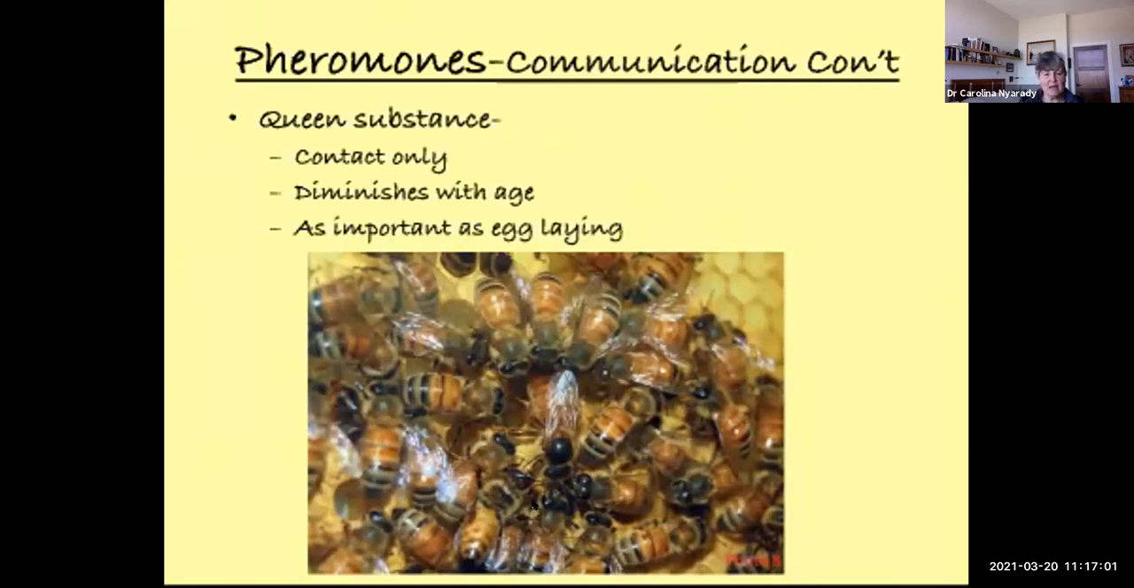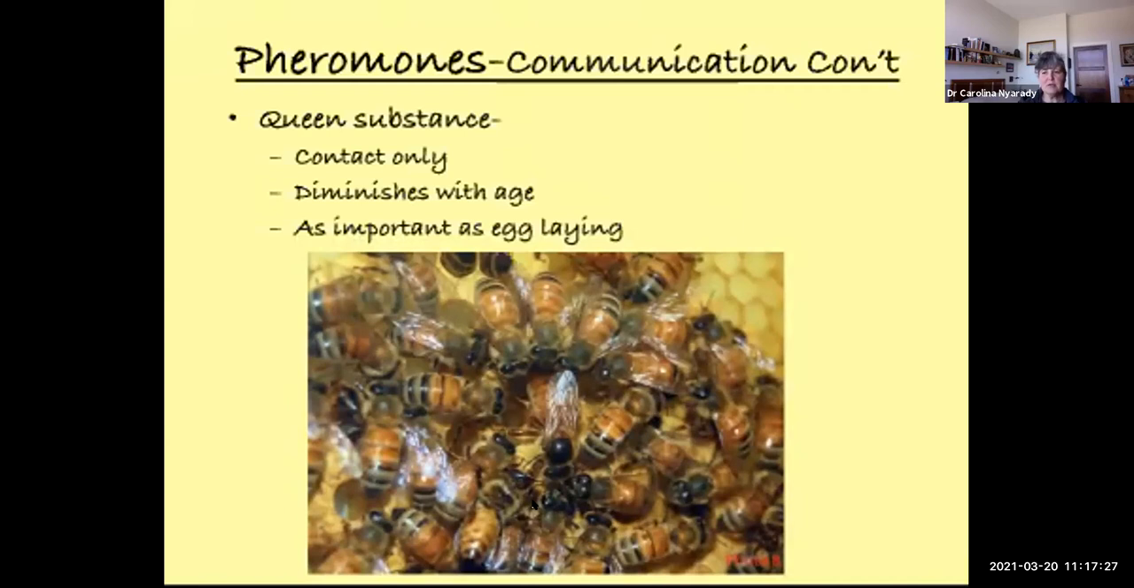She needs to be an egg machine for that hive to have the number of individuals that it needs in order to effectively act as a unit, right? You need workers to feed babies. You need workers to bring food into the hive. You need workers to maintain the hive environment, right? So that's one huge responsibility that she has.